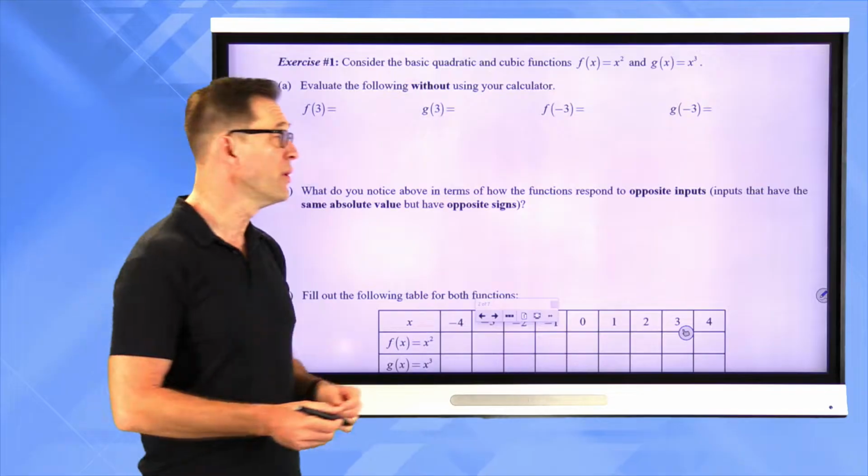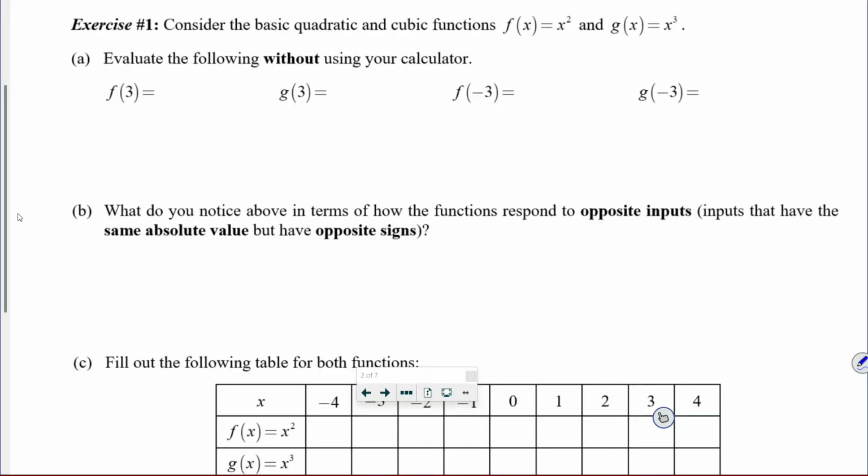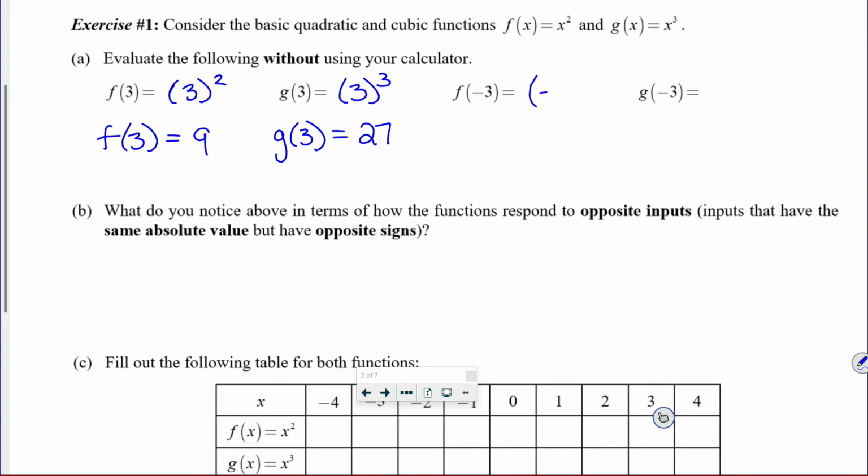All right, let's go through it. At the board, f of 3 is going to be 3 squared, and of course 3 times 3 is 9, so f of 3 is 9. g of 3 is going to be 3 cubed, which I can think of as just that 9 that I had in the last problem times 3 again, so that's going to be 27. f of negative 3 is going to be negative 3 squared, and a negative times a negative is a positive, so f of negative 3 is also 9.